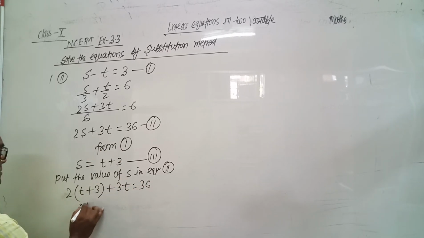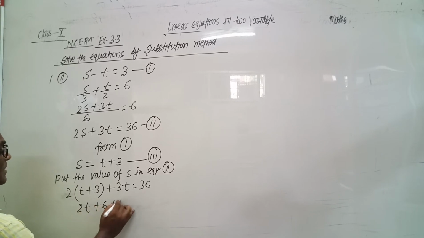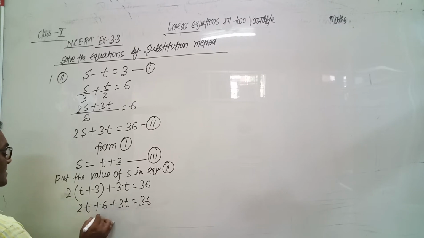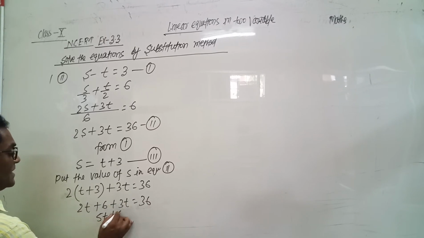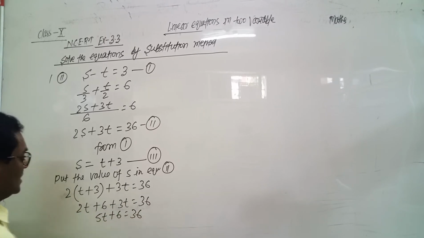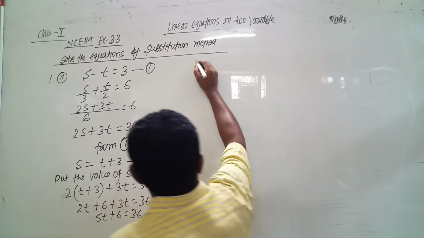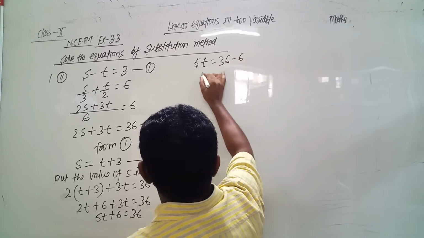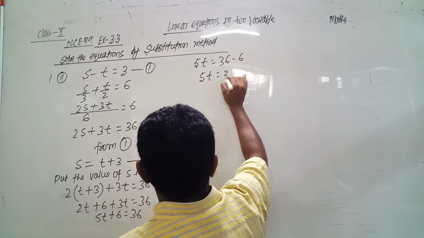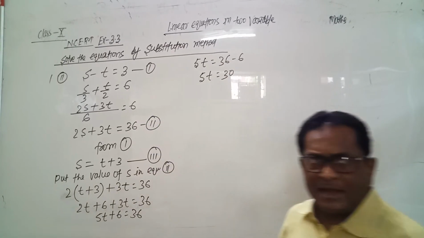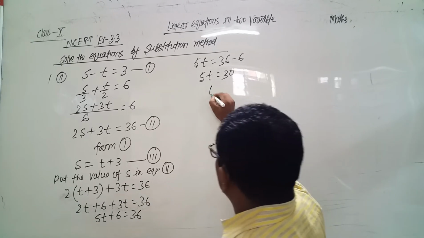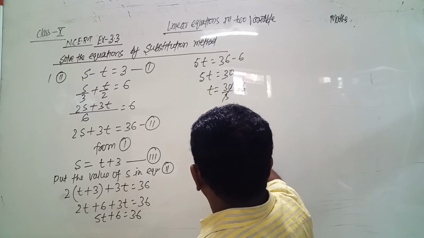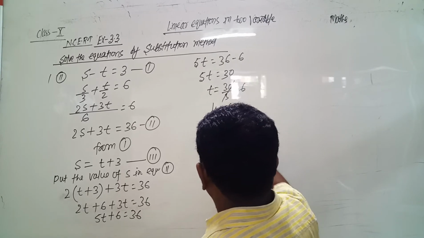Remove the bracket. 2t plus 6 plus 3t equals 36. This becomes 2t plus 3t, 5t plus 6 equals 36. And 6 will go on the right side. So 5t equals 36 minus 6, and 5t equals 30. The value of 36 minus 6 is 30, and t equals 30 by 5. So we get 6. The value of t comes to be 6.